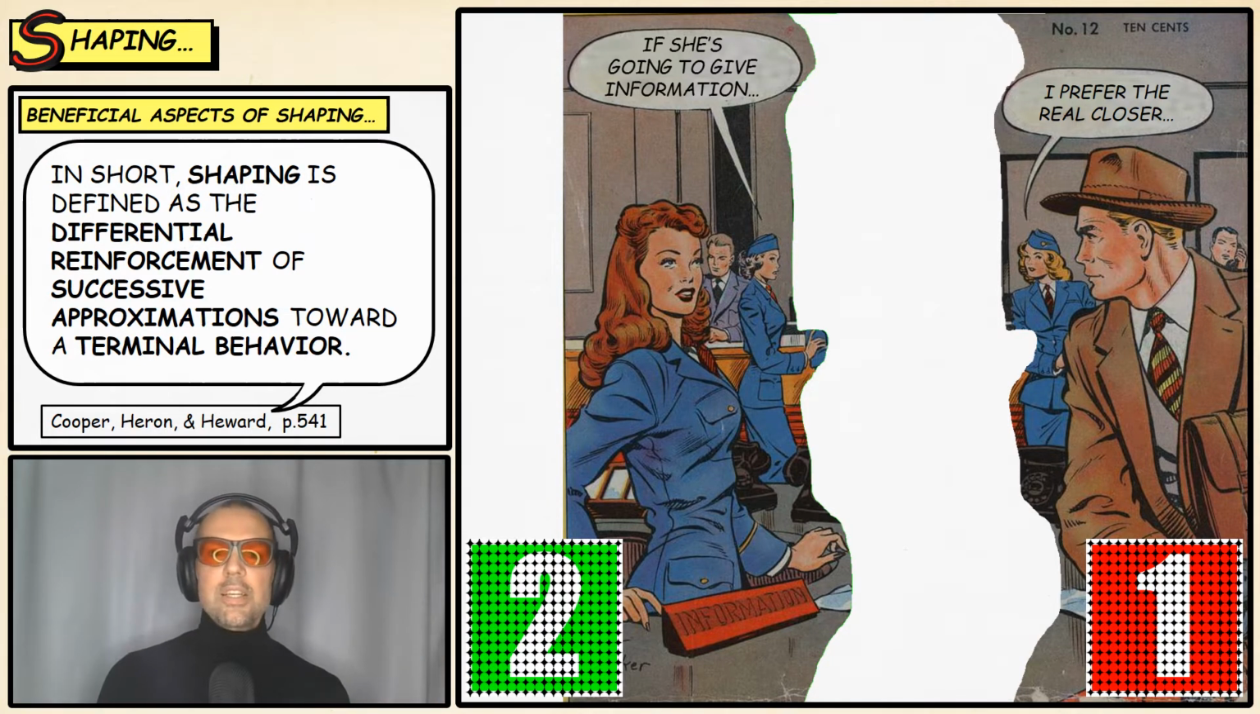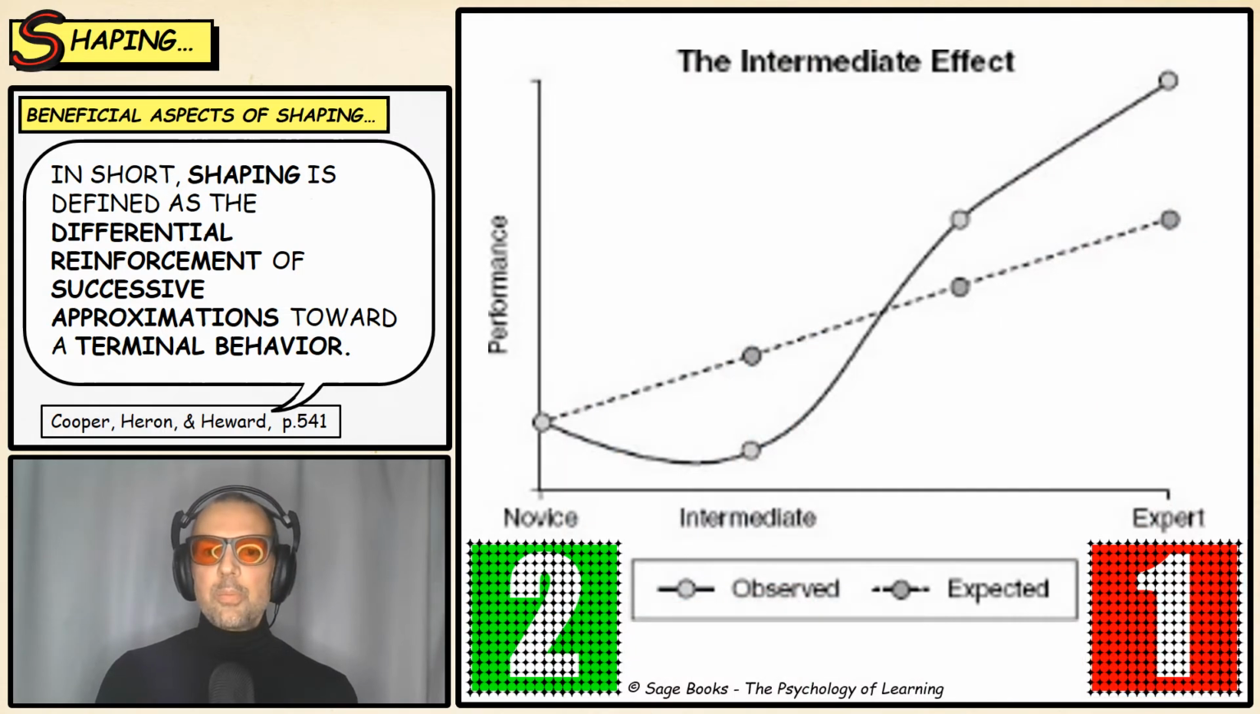And the weakness is that progress towards a terminal behavior is not always linear. So if we take a look at this graph of the intermediate effect, we wish, and it makes sense in our human brains, that the progress from being a beginner to being an advanced expert is a linear progression, that it's always up and to the right, that you're always just getting better and better and better.